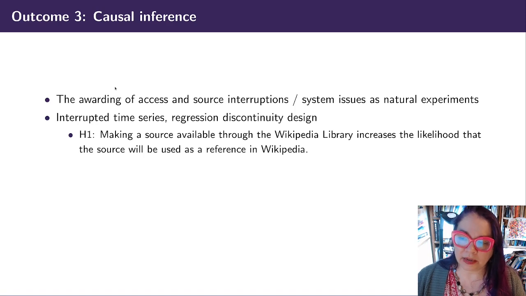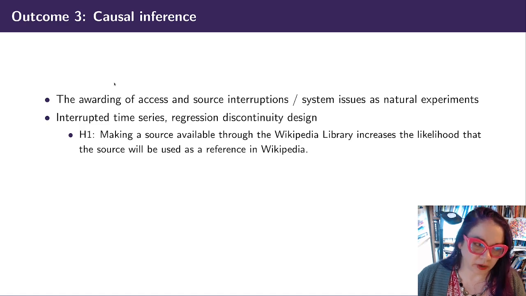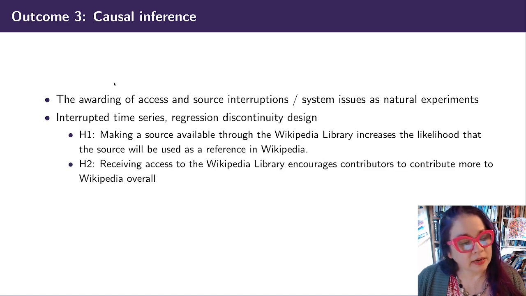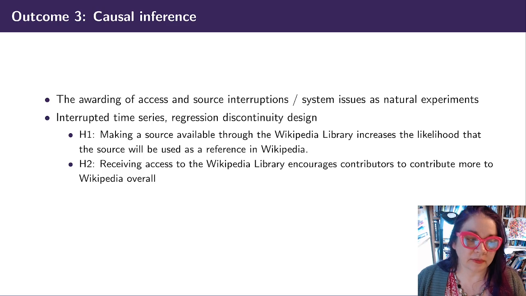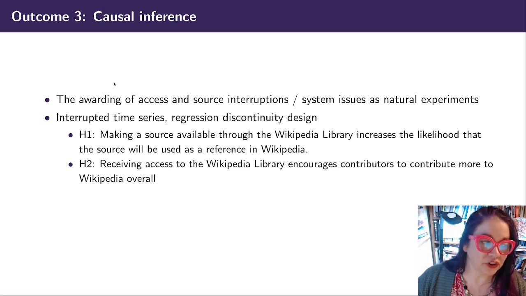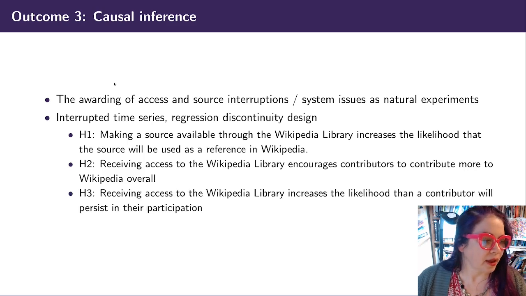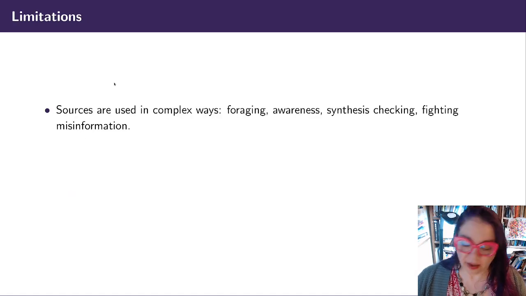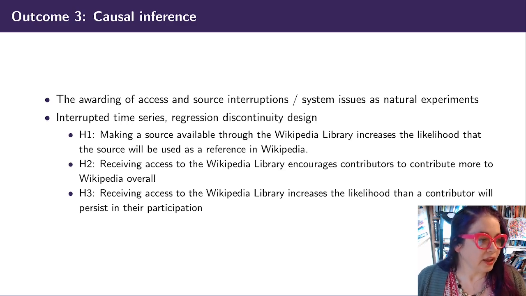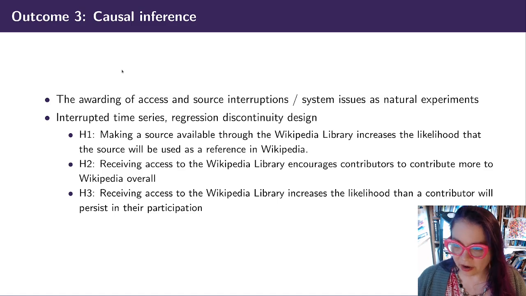We have a couple hypotheses that we then hope to test. One, making a source available through the library increases likelihood the source will be used as a reference in Wikipedia. Second, that receiving access to the library encourages contributors to contribute more to Wikipedia overall. So does that warm glow extend beyond just the reference that they're adding? Third, receiving access to the library increases the likelihood a contributor will persist in their participation. So these hypotheses, and maybe others made possible by this data, are very exciting.